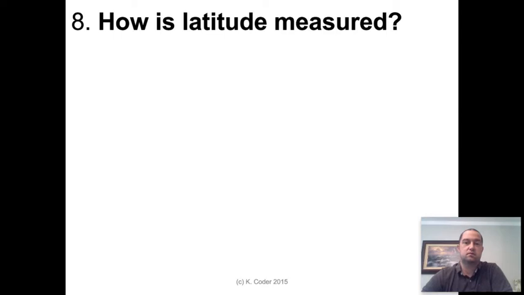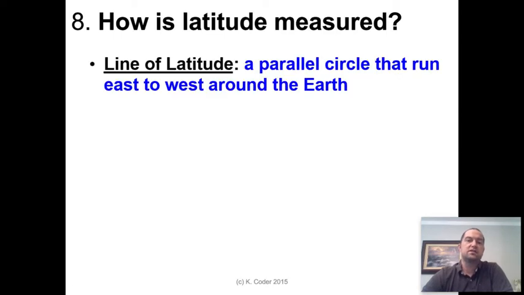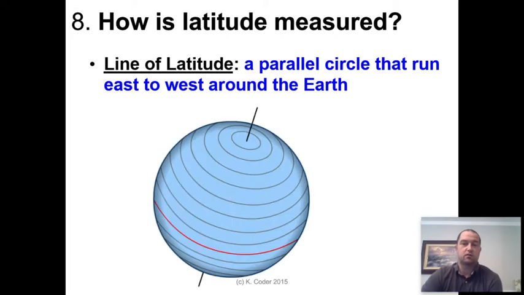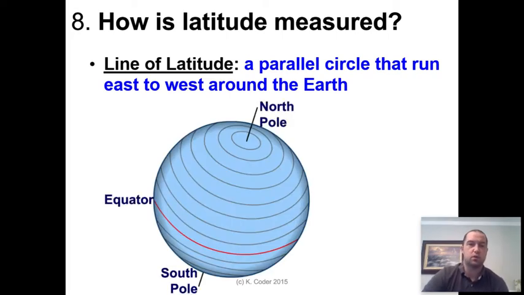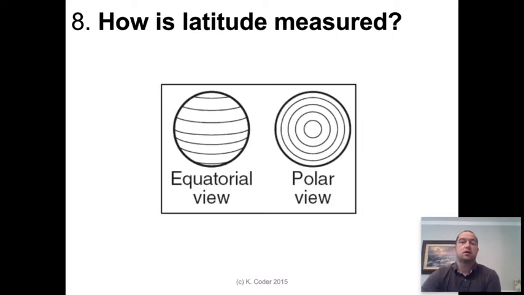The lines of latitude are parallel circles that run east to west around the Earth. And we have important lines of latitude, such as the equator, the North Pole, and the South Pole. Here's a view from the equator. So if we're looking at it from the side, and if we're up above the North Pole looking down, it looks like a bullseye.